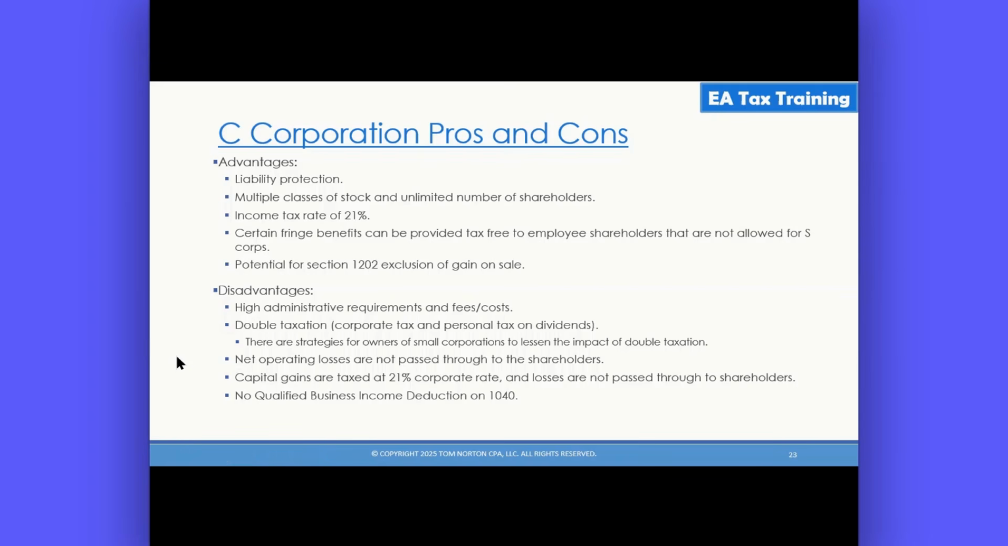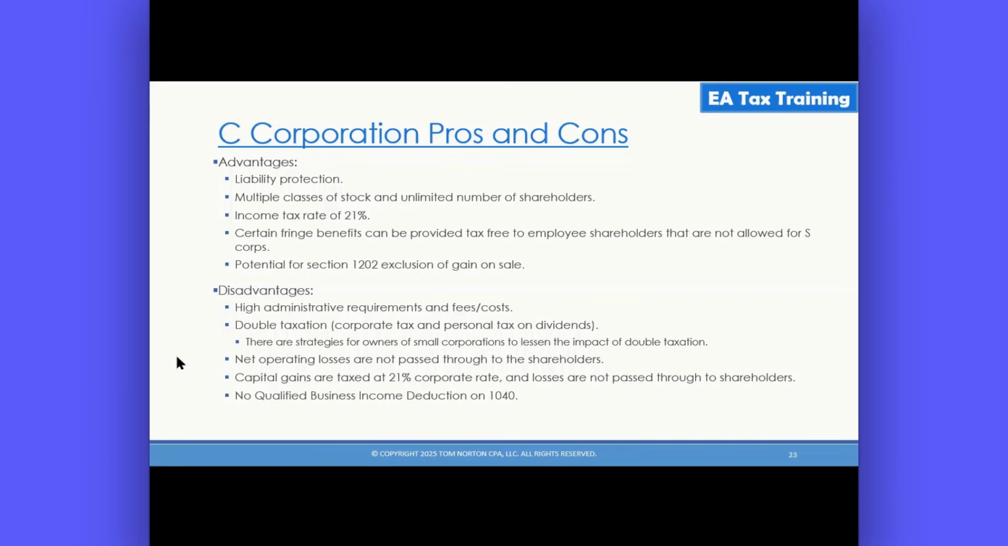Capital gains are going to be taxed at the same 21% corporate tax rate as all the other income of the corporation. So remember, for individuals, the capital gain rates are either 0, 15, or 20%. So if you have those same gains within a C corporation, they're going to be taxed at a higher rate.